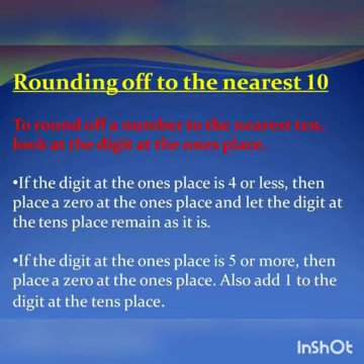First of all, we will revise rounding off to the nearest 10. To round off a number to the nearest 10, look at the digit at the ones place. If the digit at the ones place is 4 or less, then place a 0 at the ones place and let the digit at the tens place remain as it is. And if the digit at the ones place is 5 or more, then place a 0 at the ones place. Also add 1 to the digit at the tens place.